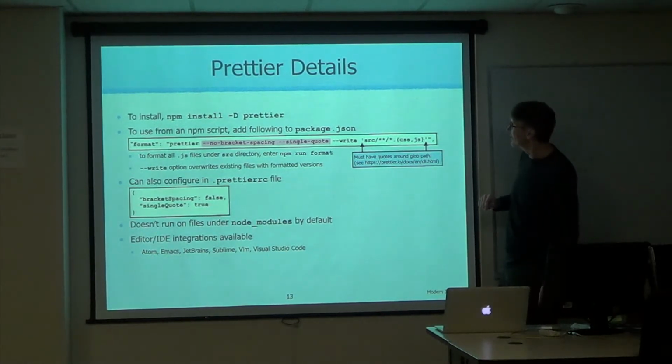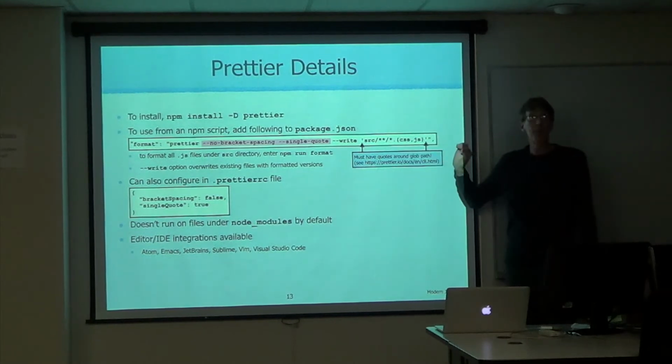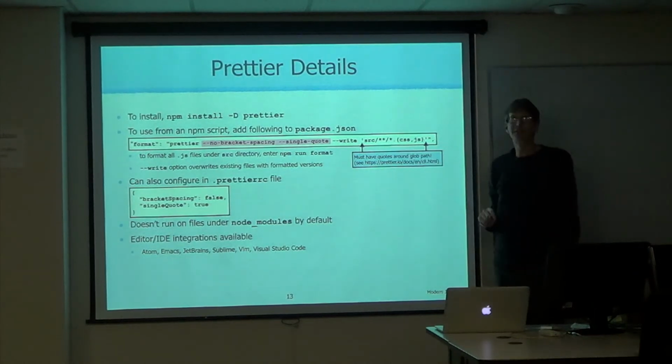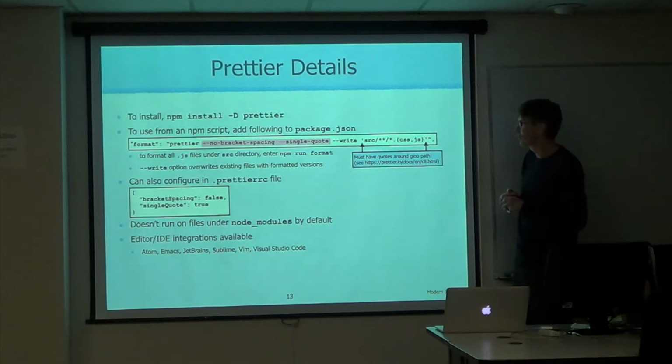And the tricky thing here is that if you don't put these quotes around this glob pattern, what that means is that your shell will interpret it instead of Prettier interpreting it, and you won't be processing files that are directly in the source directory. But if you add the quotes, then the glob pattern works like you probably expected.